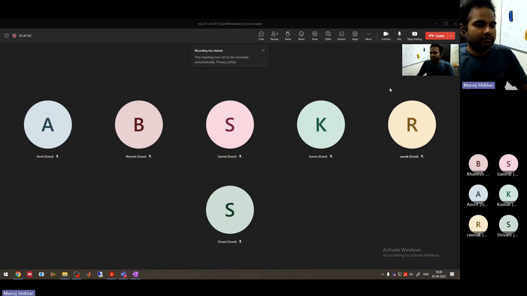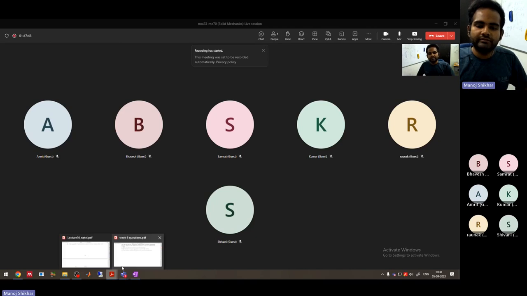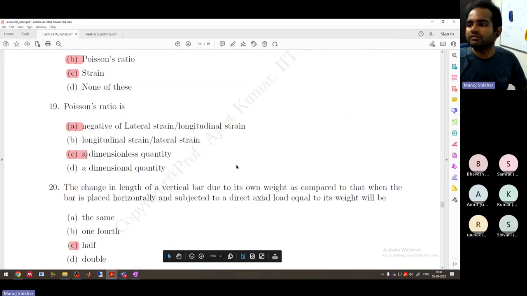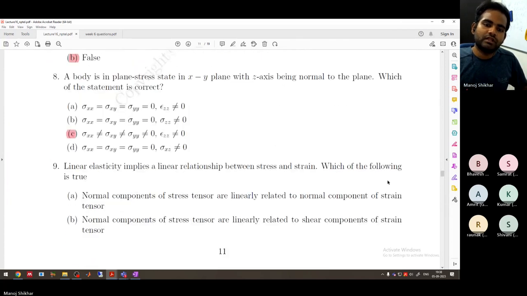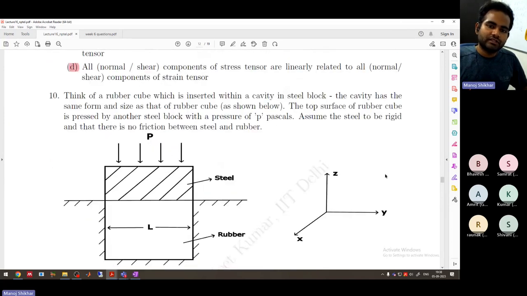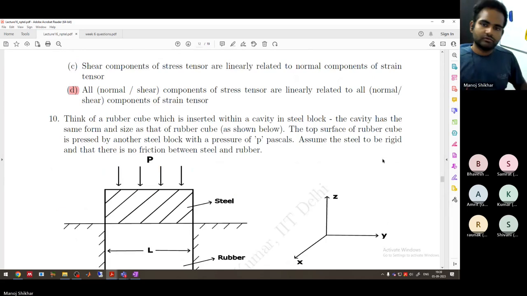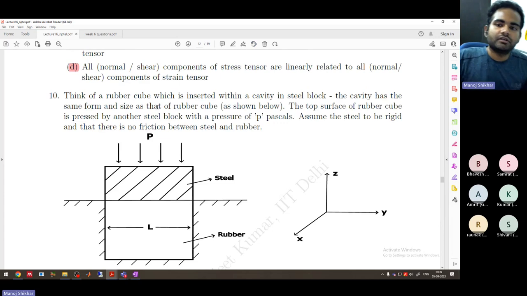So welcome back. Let's move on to question number 10, which I had skipped at that time because it was a long question. This question will touch different concepts you have studied till now. So question number 10 is, think of a rubber cube which is inserted within a cavity in a steel block.